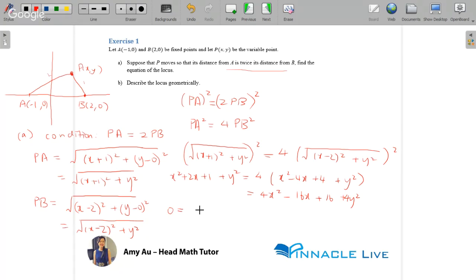Okay, so 0 is equal to 4x squared minus x squared. I'm just subtracting that one. We've got the next one, 16x minus 2x. What have we got next? 4y squared minus y squared. And then I've got 16 and 1, so it's plus 16 minus 1. Okay, so that keeps it clean. I just paired it up. You might notice that everything is divisible by 3. I'm just going to continue up here and divide everything by 3.